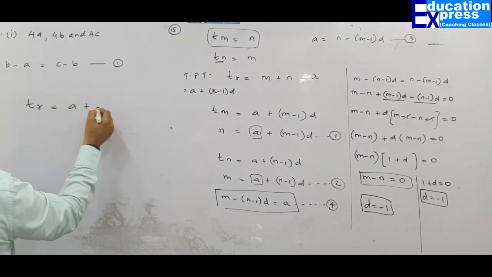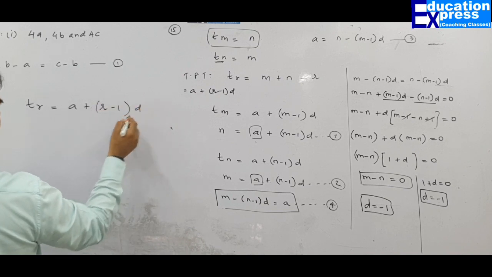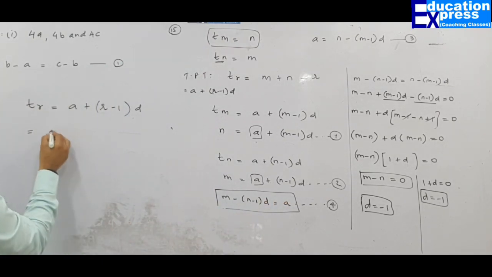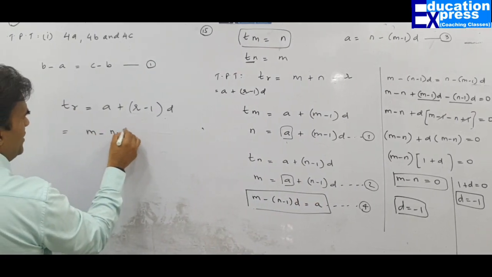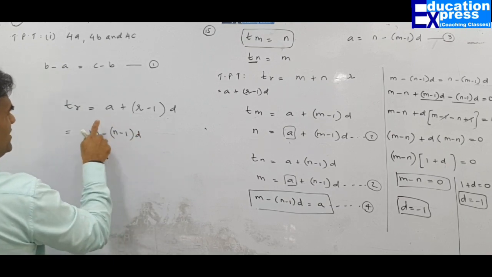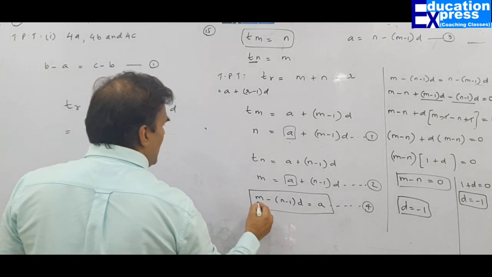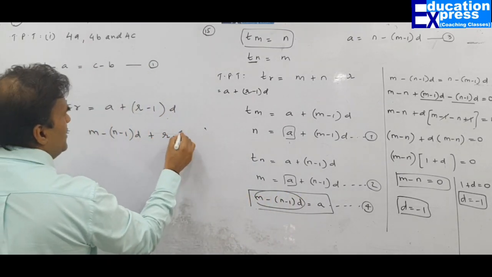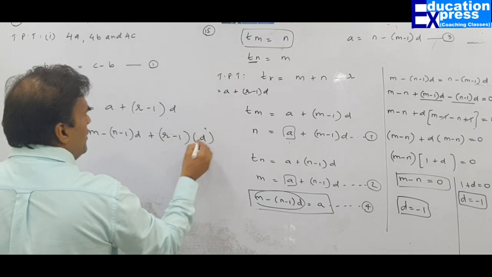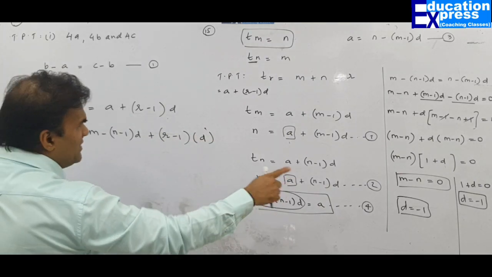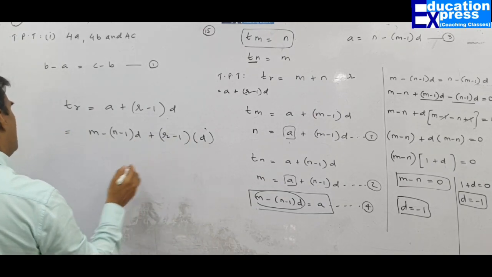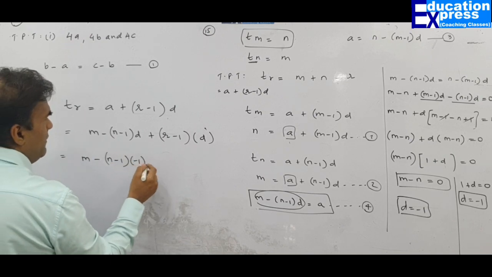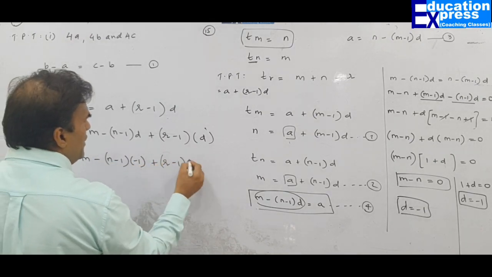Tr will be a plus (r minus 1) into d. So guys, tell me what is the value of a. See, this is the value of a given to us: M minus (n minus 1) into d. This is purely the value of a. I am taking this as the value of a. A plus (r minus 1) into d. So what is the value of d? The value of d is minus 1. Can I put minus 1 and minus 1 here? Absolutely. So M minus (n minus 1) into minus 1 plus (r minus 1) into minus 1.